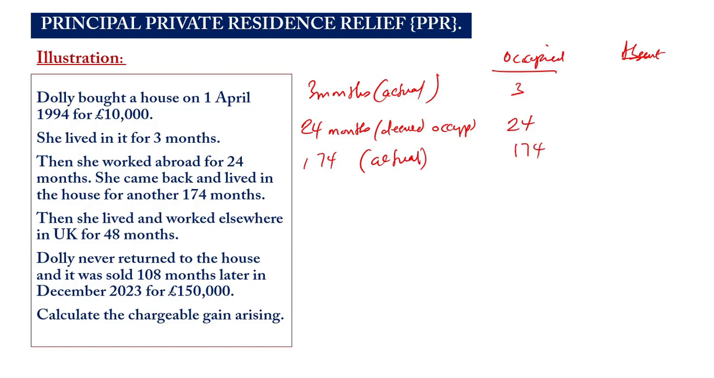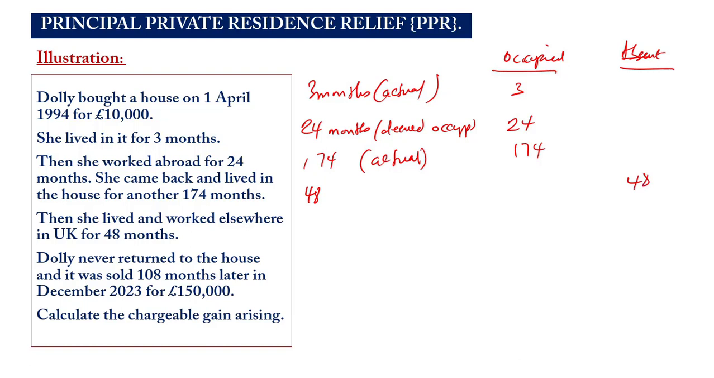Now, she then lived and worked elsewhere in the UK for 48 months. So the 48 months living outside the house but working elsewhere in the UK. Dolly never returned to the house and it was sold 108 months later. So this 48 is going to be treated as absent. We put it under the absent column just because she didn't come back to live in the house.